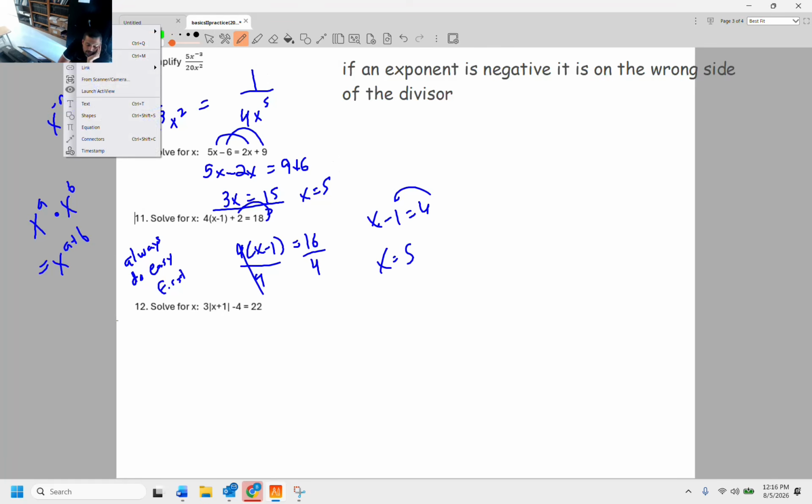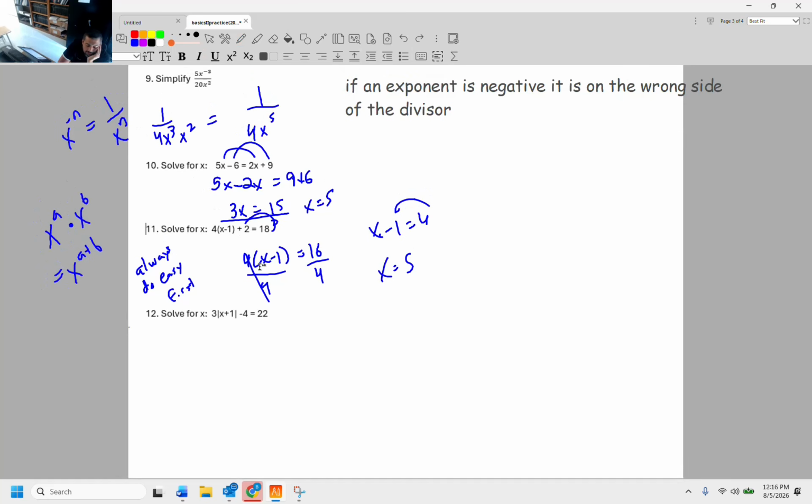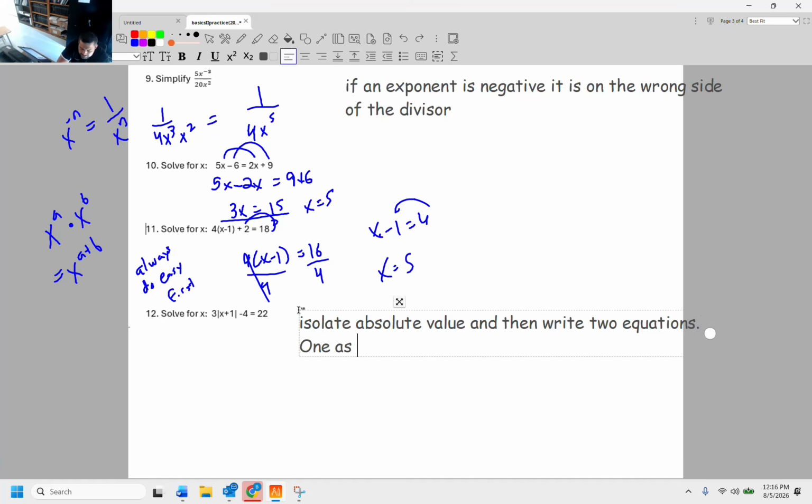All right, number 12, we have an absolute value equation, which I doubt you remember how to do. You haven't done them since you were in Algebra 1, but you have done them. So here's the gist. You isolate the absolute value and then write two equations. One as is. The second, you change the sign of the stuff inside.